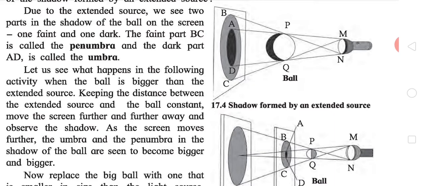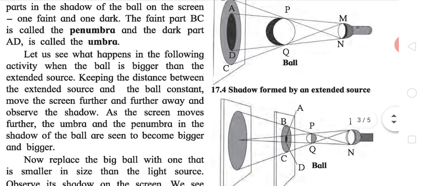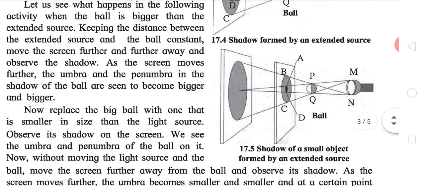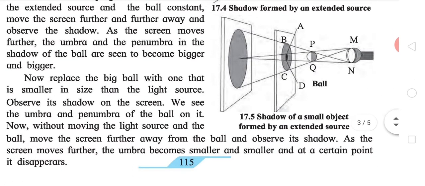Let us see what happens in the following activity when the ball is bigger than the extended source. Keeping the distance between the extended source and the ball constant, move the screen further and further away and observe the shadow. As the screen moves further, the umbra and penumbra in the shadow of the ball are seen to become bigger and bigger. Now, replace the big ball with one that is smaller than the size of the light source. Observe its shadow on the screen.